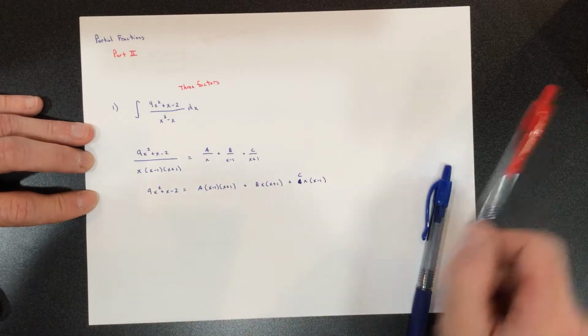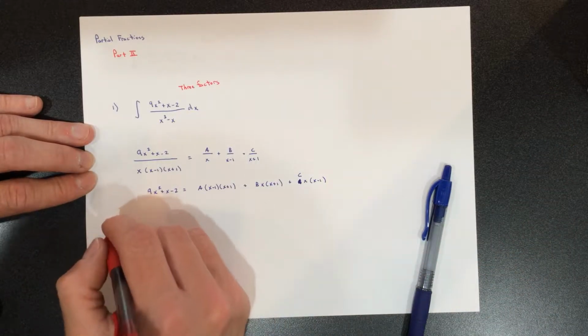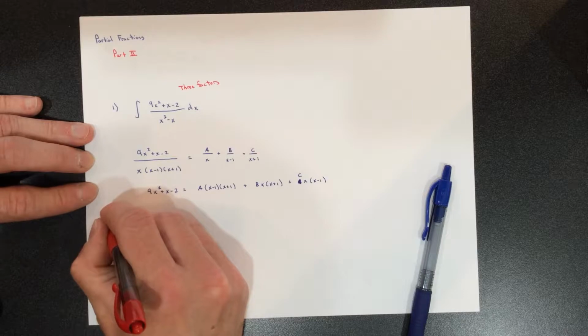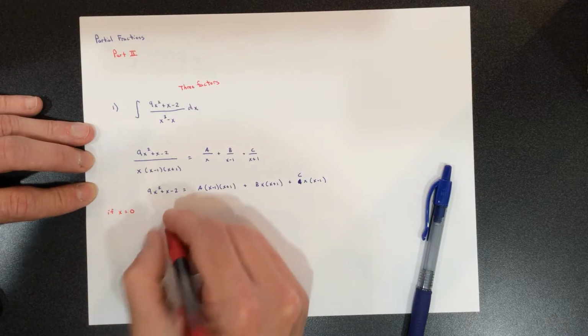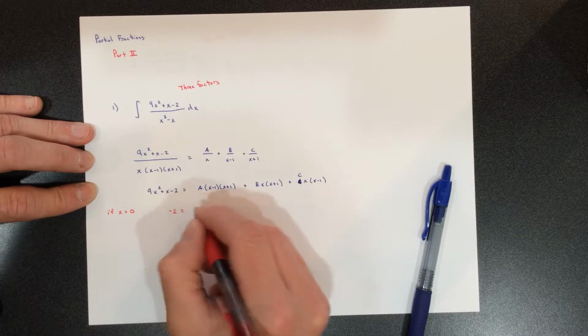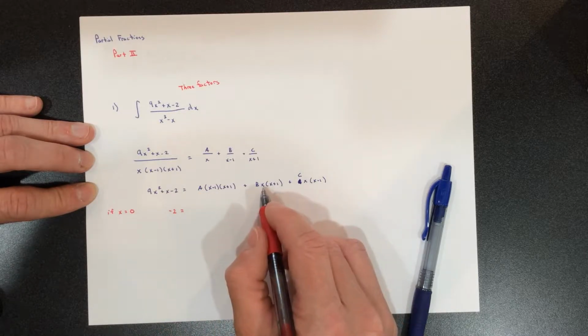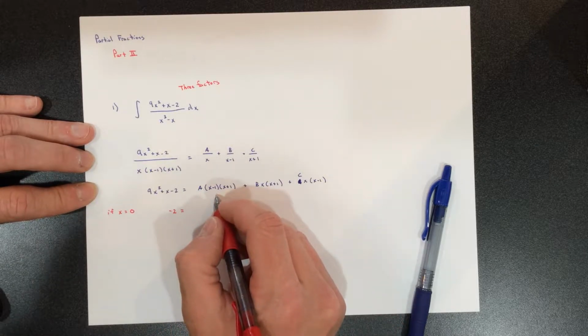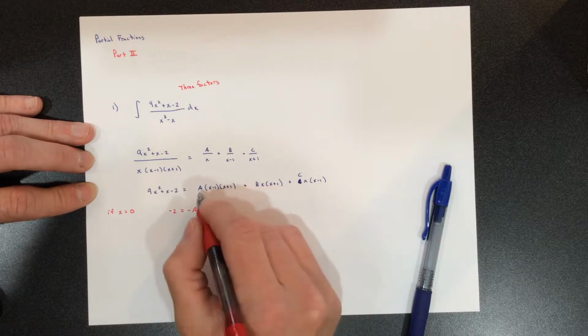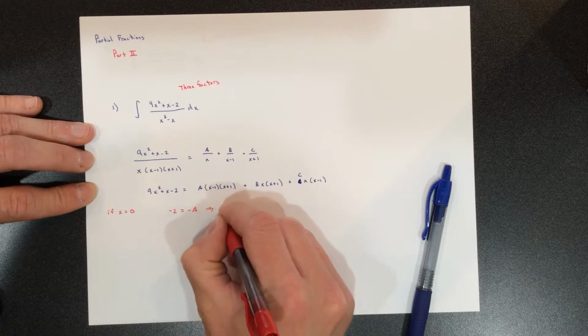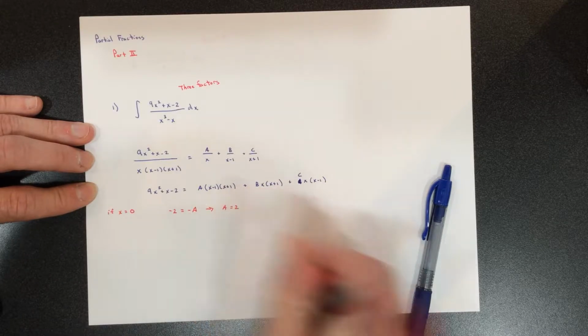And now I'm going to look at specific x values. I'm going to start with an x value of 0. If x equals 0, what happens to everything? If x equals 0, this is negative 2. This is going to be 0 and 0, and it's going to make this negative A, negative 1 times 1 times A. That tells me that A has to equal 2.